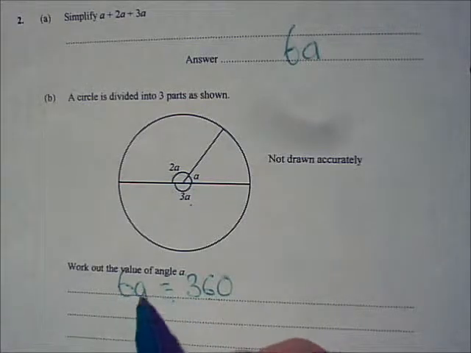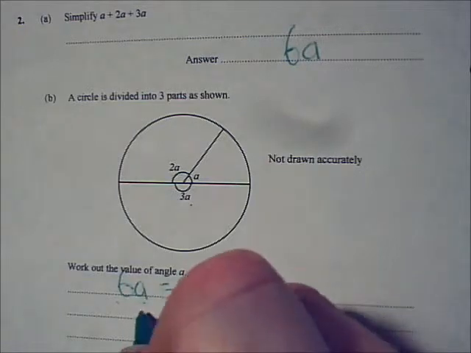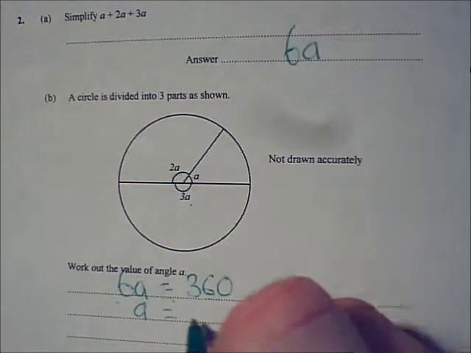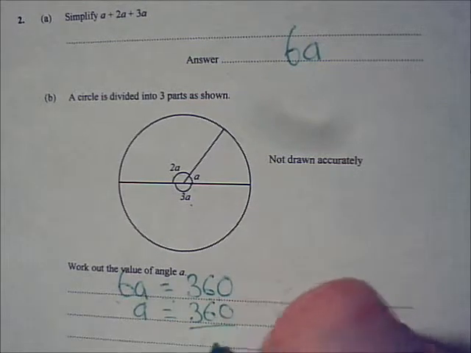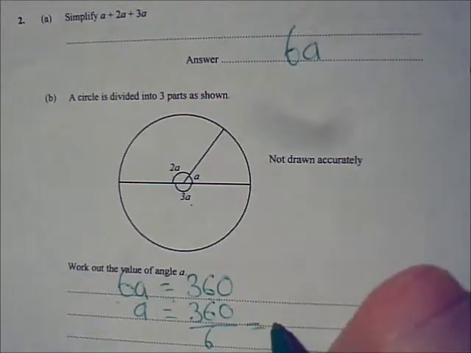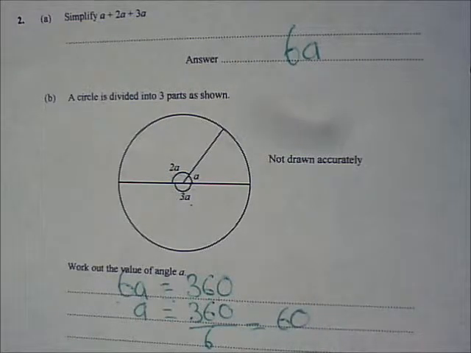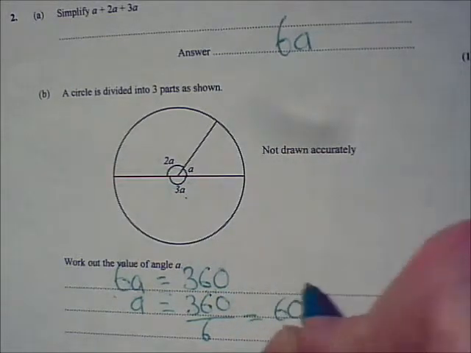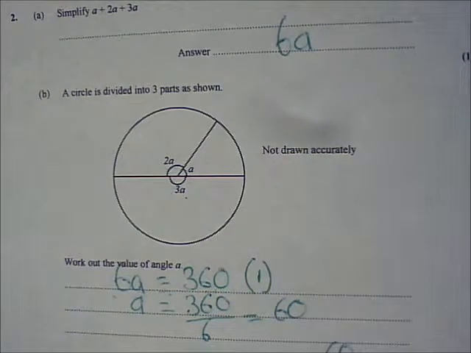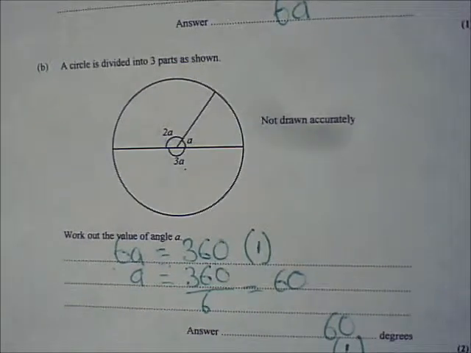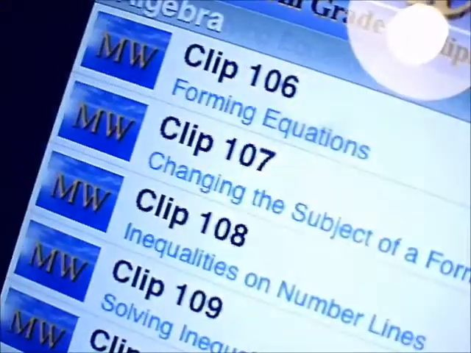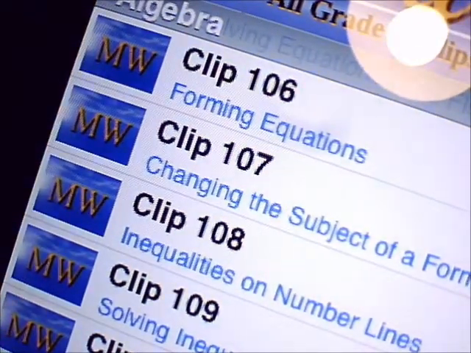So if 6 times something makes 360, then that something must be 360 divided by 6, which is 60. In this question you get 1 mark for writing down your equation, and you get 1 mark for identifying the correct answer. If you'd like to practice forming equations more using MathsWatch, then you're looking for clip 106.